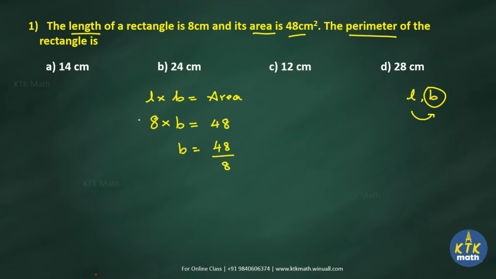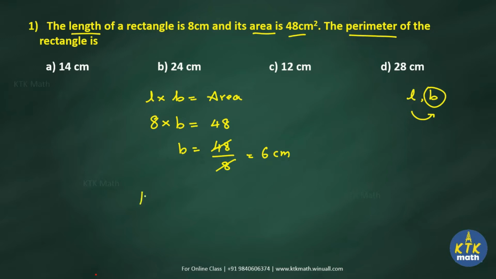Here it's multiplication, right? When it transforms to the right hand side, it's going to be divide. So I can cancel this how many times? 6 times. So 6 centimeter is its breadth now. So I got both the values, length and breadth. We need to find the perimeter.